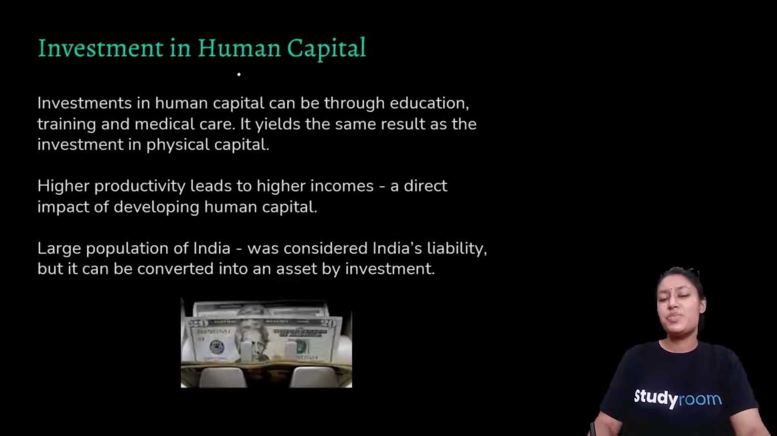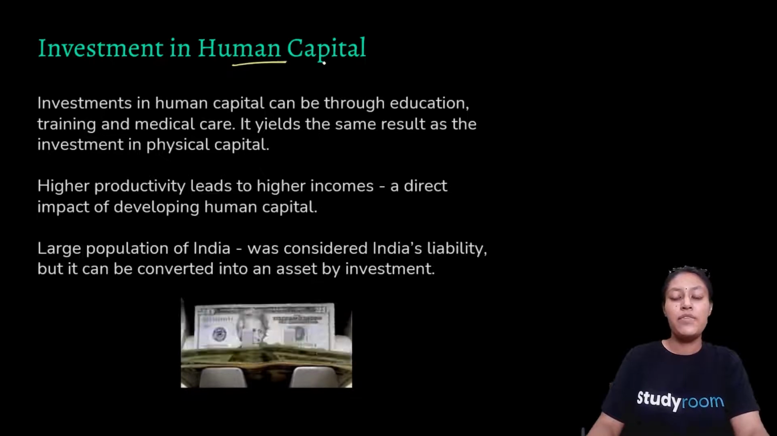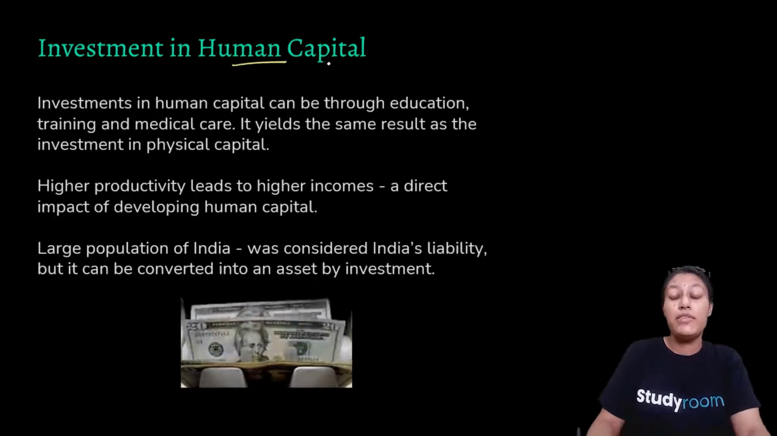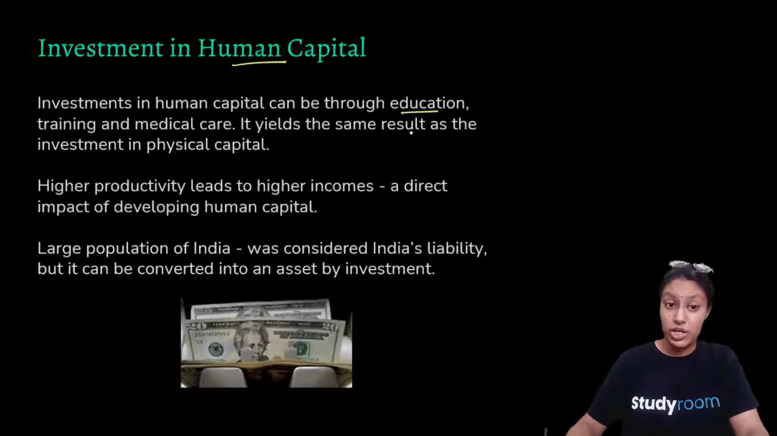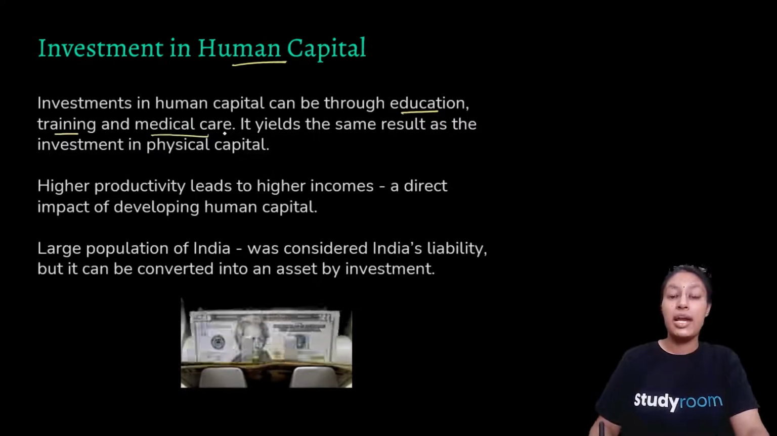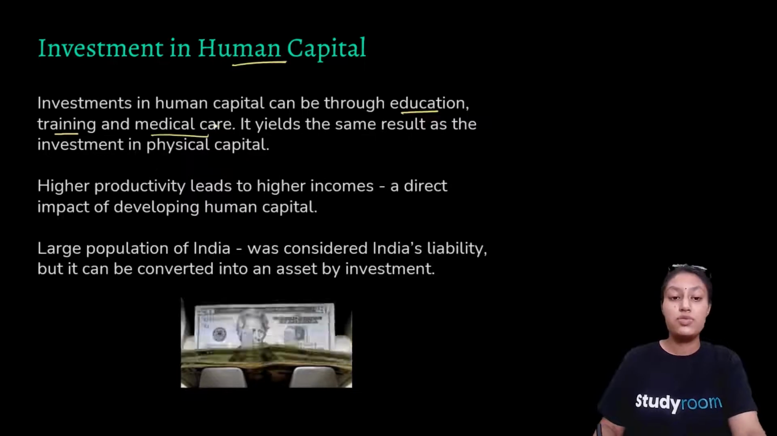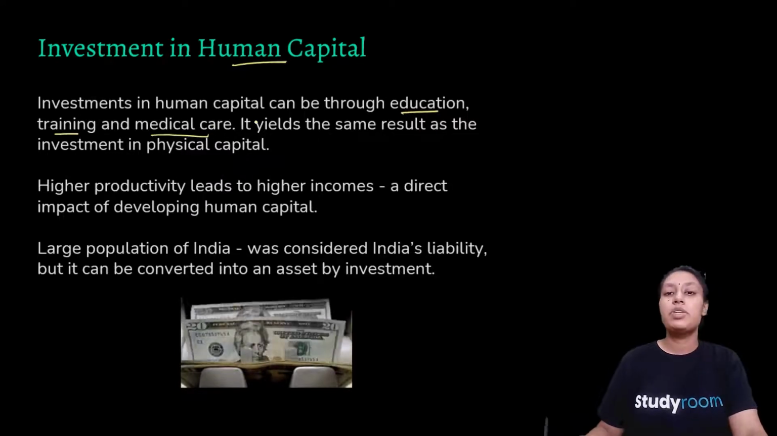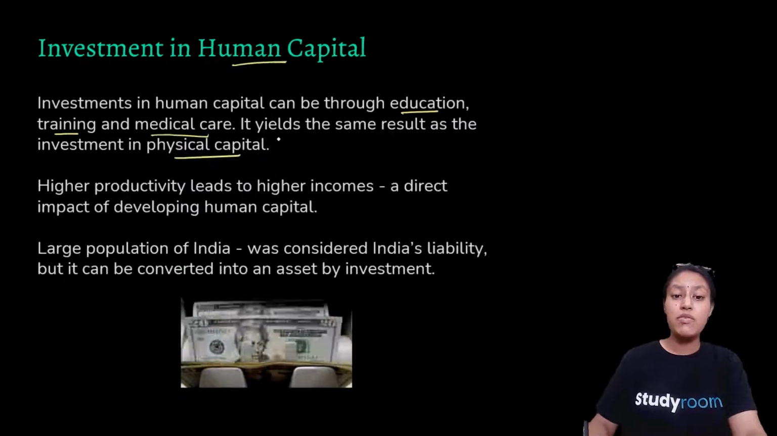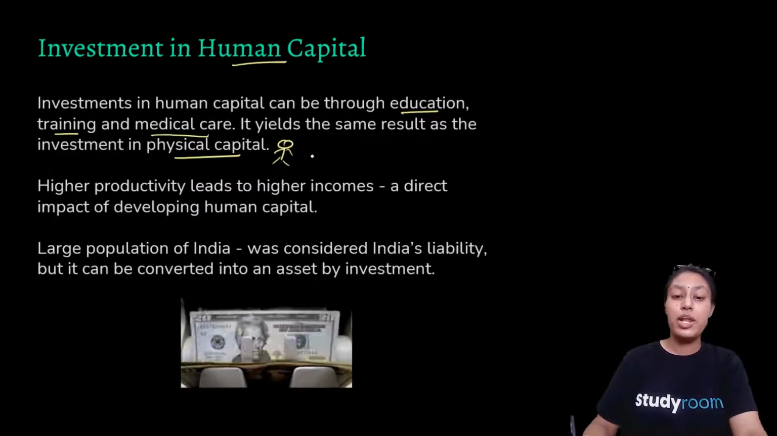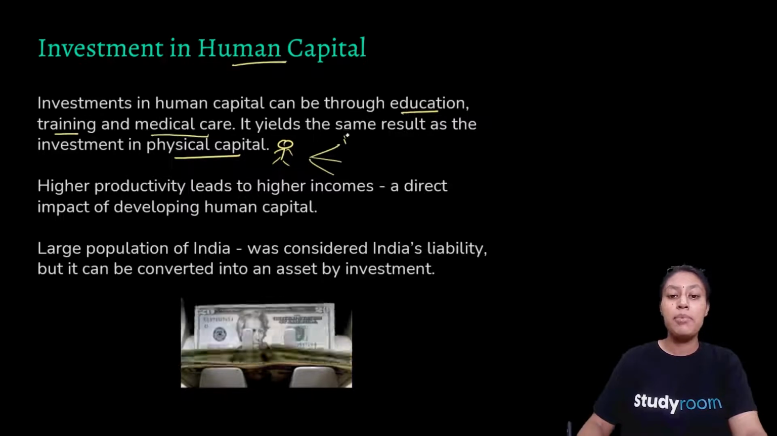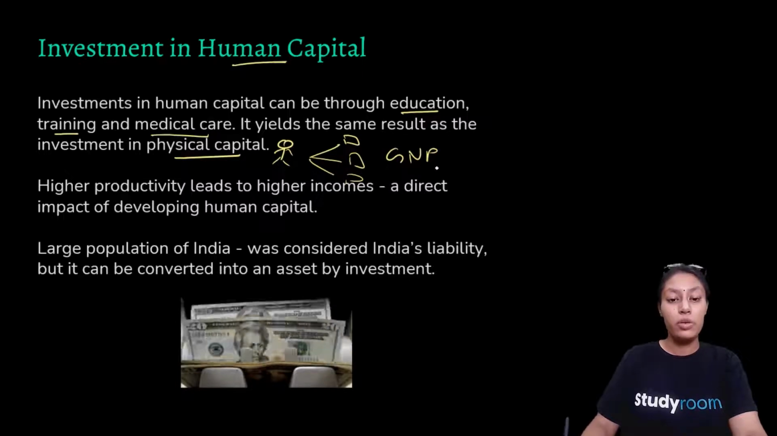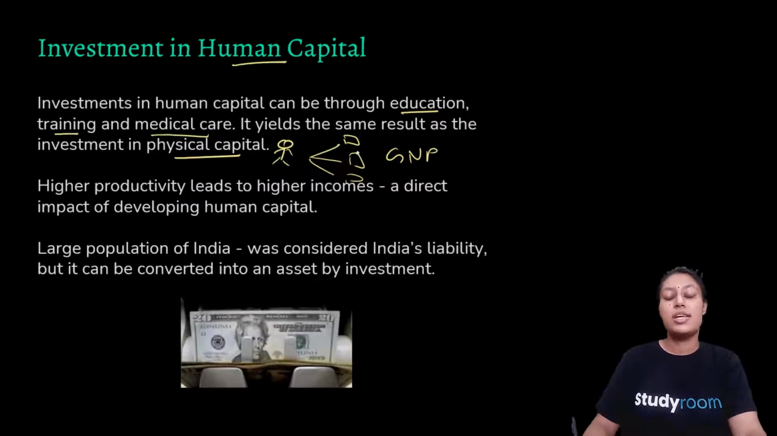Now, what investment is required in human capital? What kind of investment is needed in human capital? The investment which is required majorly is through their education, the training, and their medical care. These are three very important things which are basic and a necessity for every human capital. This yields the same result as physical capital. Why? Because if a human is well trained and well educated, he can further establish his business, which will help in developing the GNP of our country. So it is the same as investing in physical capital.